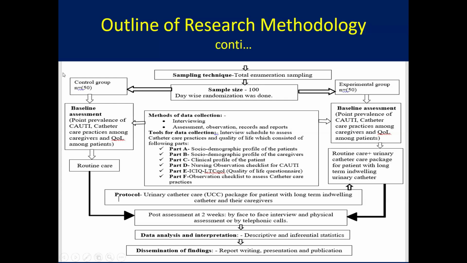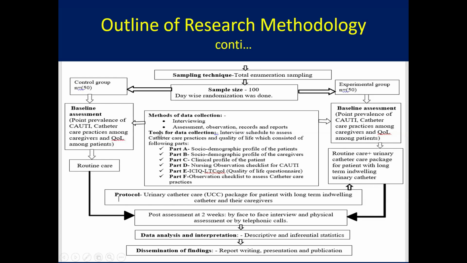And after this randomization, we have to segregate patients into control group and experiment group. In the control group, at baseline assessment, we did the point prevalence or period prevalence of CAUTI, catheter care practices among caregivers, and quality of life among patients. And in the experiment group, we did the same things. And we follow this method of data collection. We use interview schedule, assessment, observation, records, and reports.